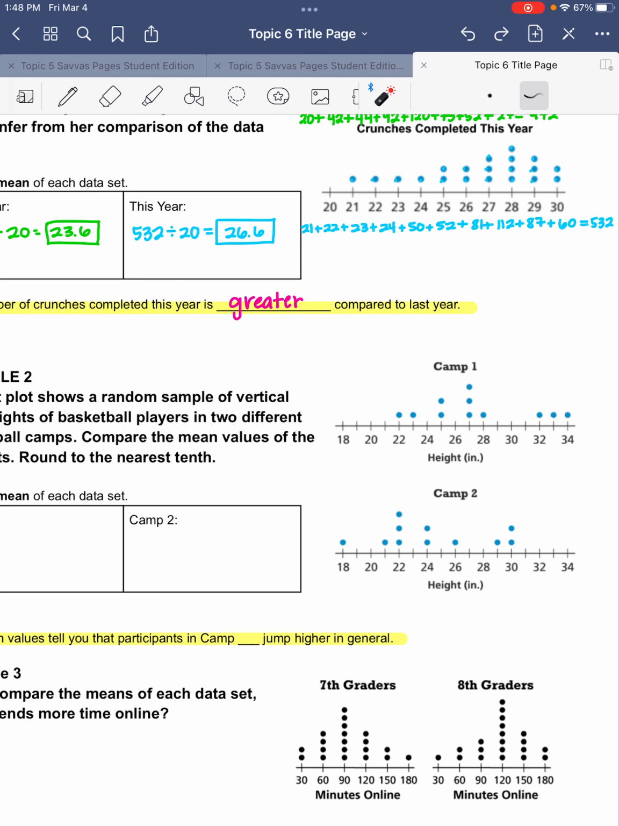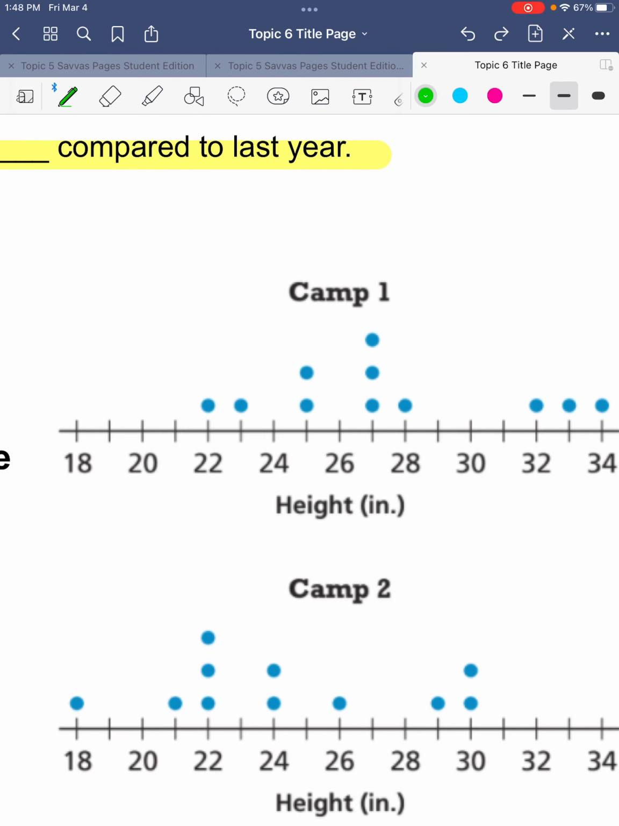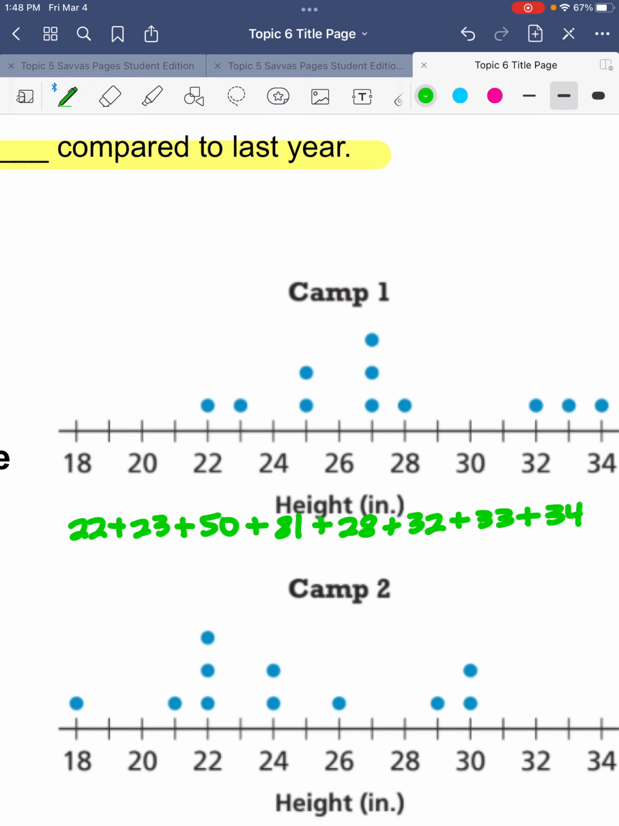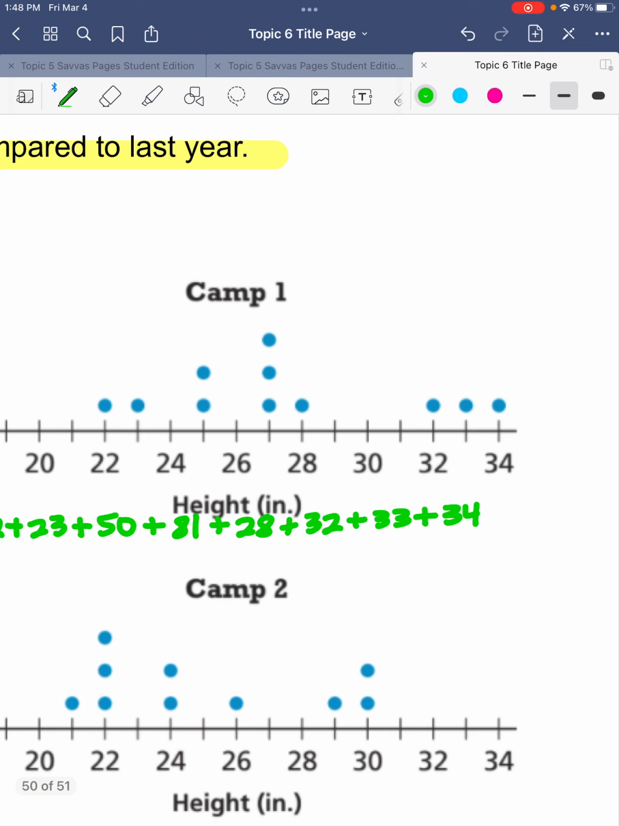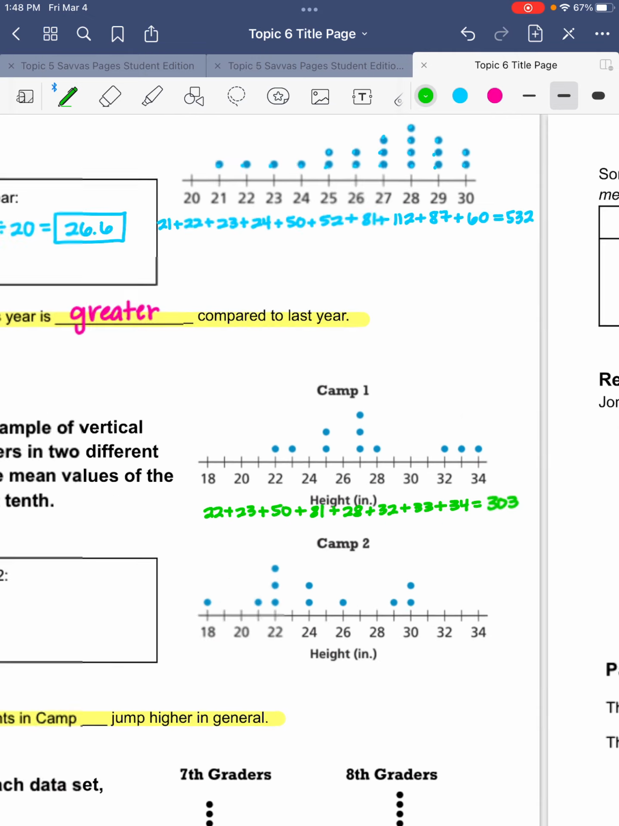But let's verify that, and we're going to verify that with the mean. So I'm going to find the mean for camp 1 first. So I'm going to add up all of my data. So we start with 22, then we have 23, then I have 25 times 2, which is 50, then I have 27 times 3, which is 81, then I have 28, then I have 32, then 33, and last I have 34. So when I add all of that up in my calculator, I get 303. Now that's not my mean, that's just the sum of all of my data added together.